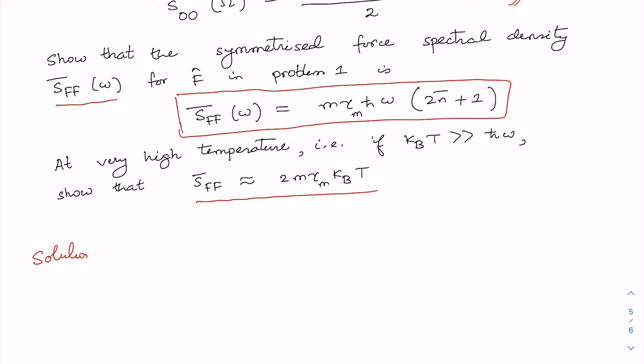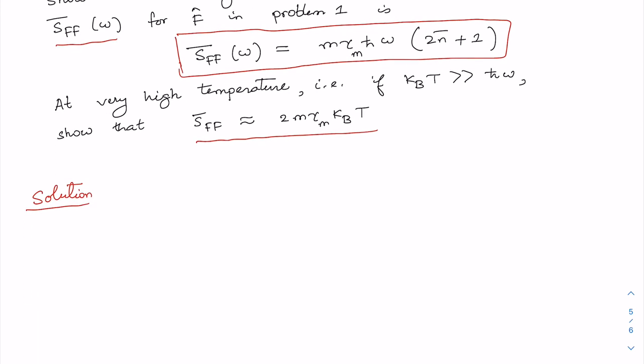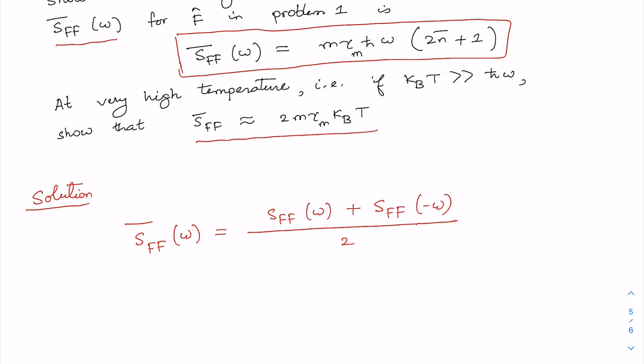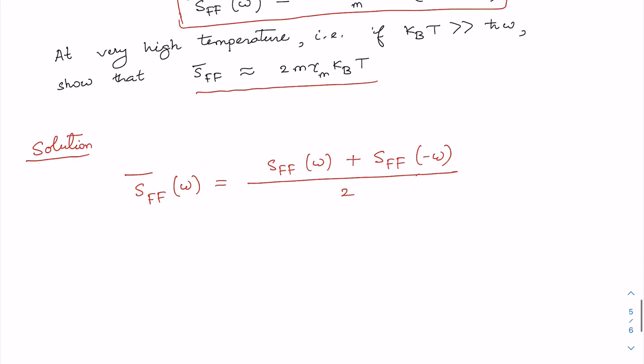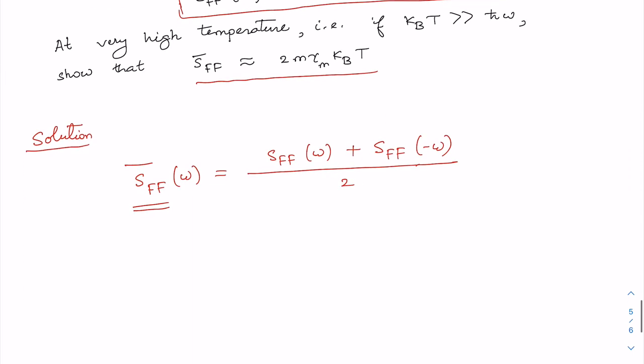So as per the definition of the symmetrized power spectral density of an operator, for the fluctuating operator F, this quantity is now defined as S_FF at ω plus S_FF at minus ω, divided by 2. As you can see, this quantity S̄_FF, the symmetrized force spectral density, quantifies the fluctuation introduced to the quantum harmonic oscillator from the environment.